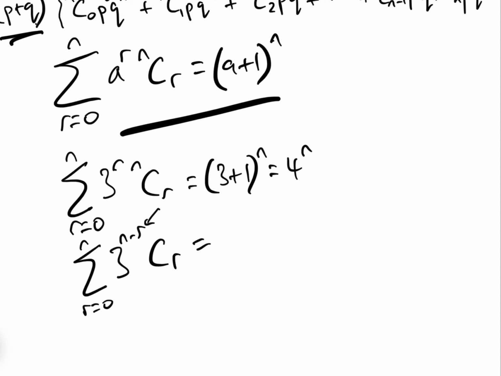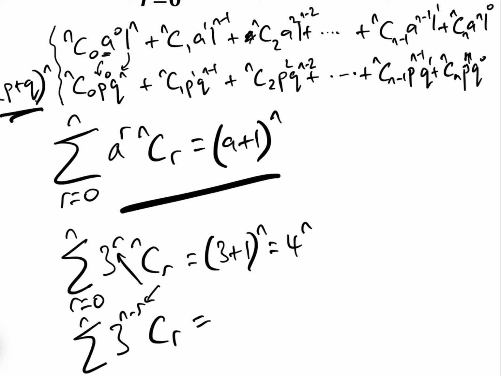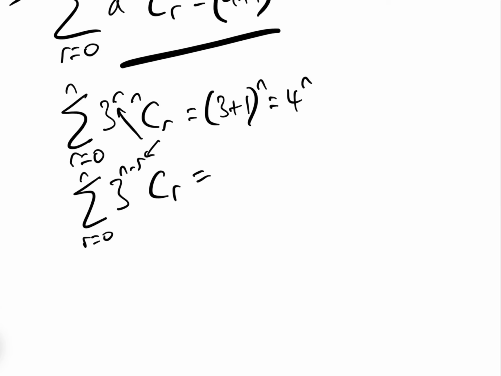Well, 3 to the n minus r, 3 to the r, if we just flip around our p and q, then it's exactly the same. So the sum of 3 to the n minus r nCr is exactly the same as the sum of 3 to the r nCr, which is 3 plus 1 to the n, which is 4 to the n.